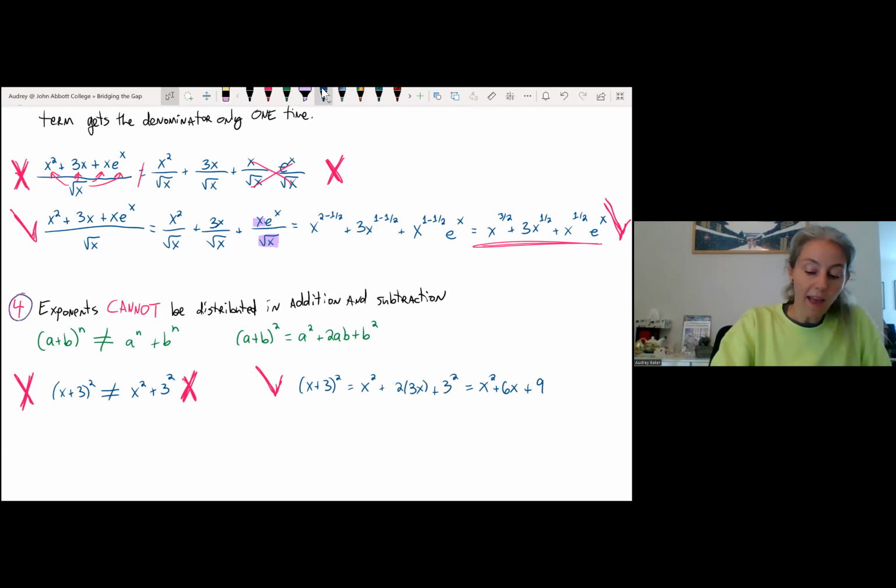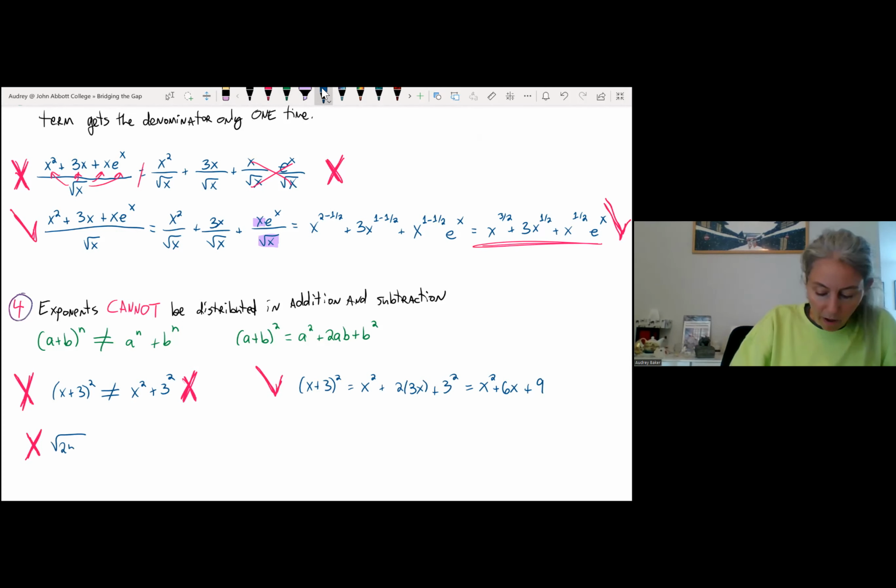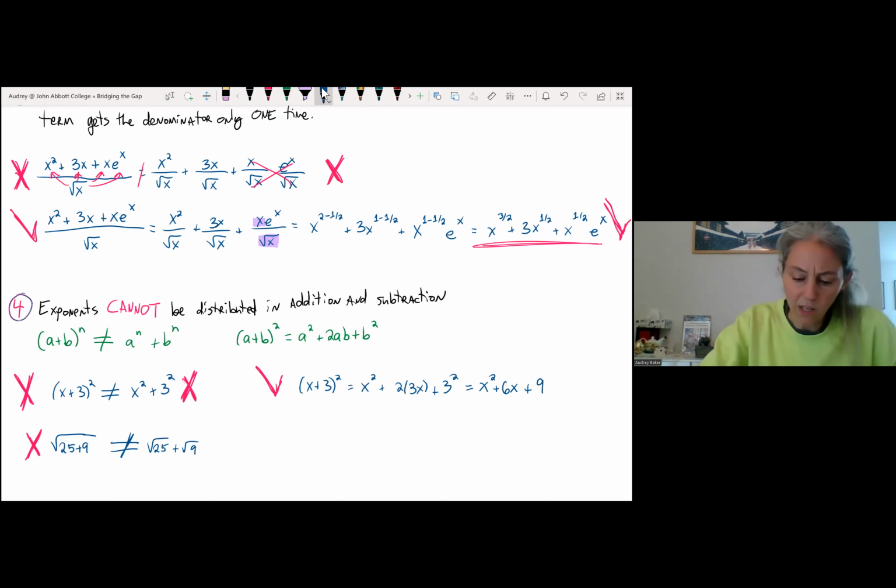In the same way, as we've seen, radicals or roots are actually exponents. So this right here, totally not okay. The square root of 25 plus 9 does not equal the square root of 25 plus the square root of 9, which if we keep doing this, we would see is 5 plus 3, which is 8. But we know that the square root of 25 plus 9 is not 8.